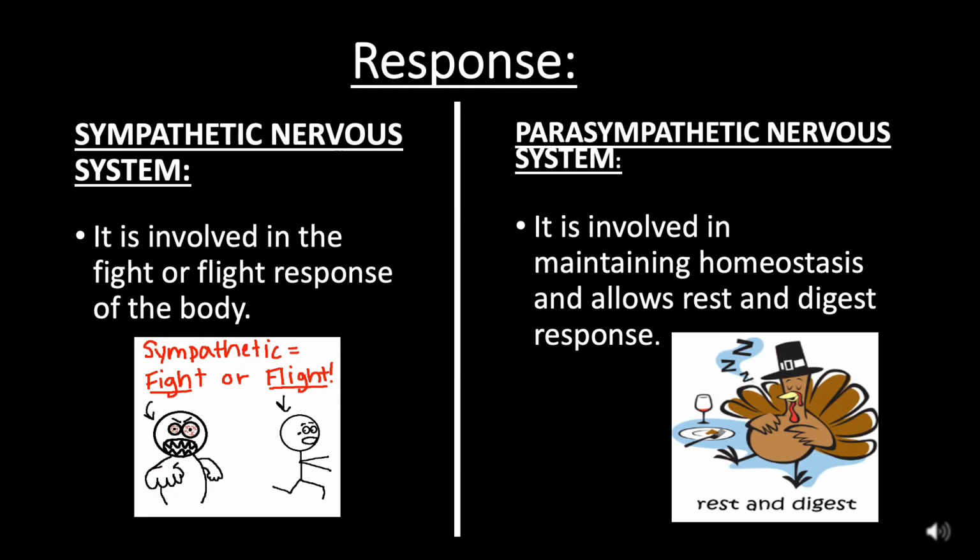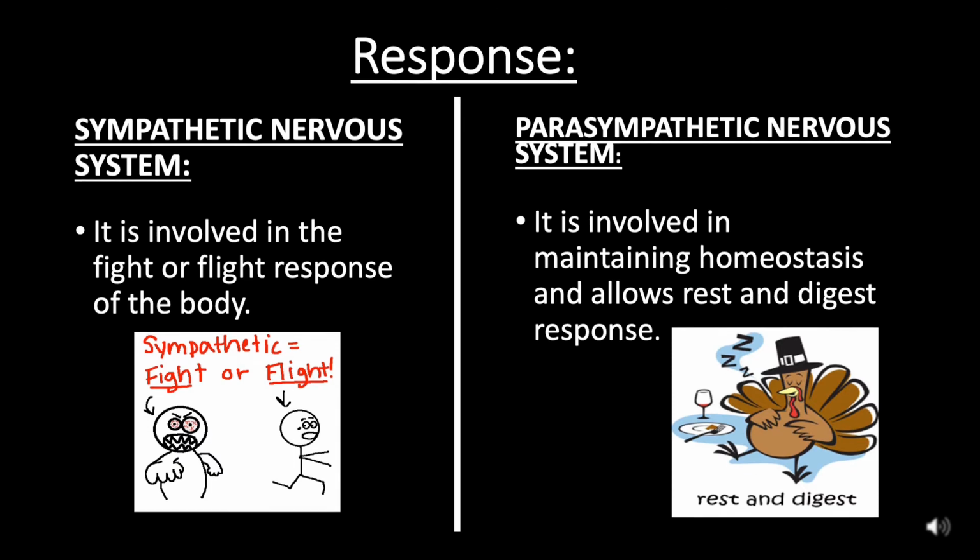Response difference between the sympathetic and parasympathetic nervous system. Sympathetic nervous system: it is involved in the fight or flight response of the body. And parasympathetic nervous system: it is involved in maintaining homeostasis and allows the rest and digest response.